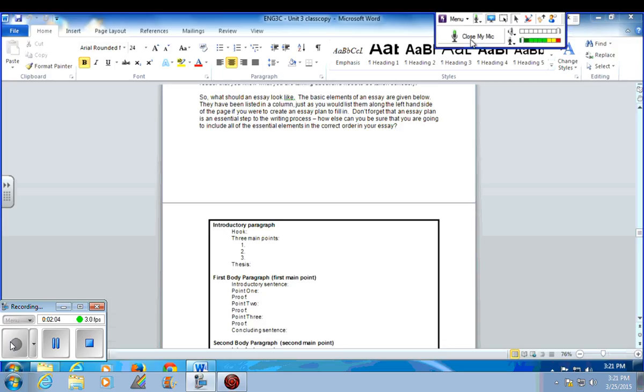So what we're doing today, we're going to pick up where we left off. We're starting off looking at page 33, looking at this outline for an essay.